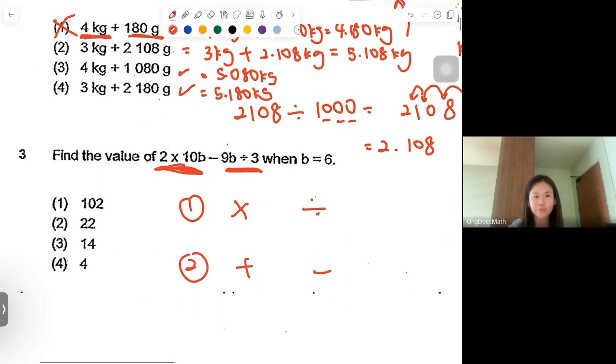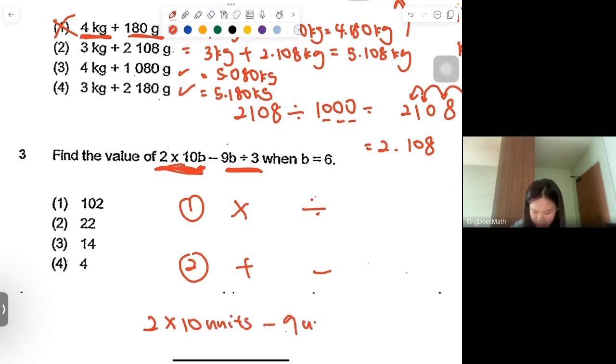I understand that algebra is only learned in the later part of the year, so it might be a bit difficult for you guys to understand algebra. So one trick is that you can always treat the letters as units. So just treat it as 2 times 10 units minus 9 units divided by 3.